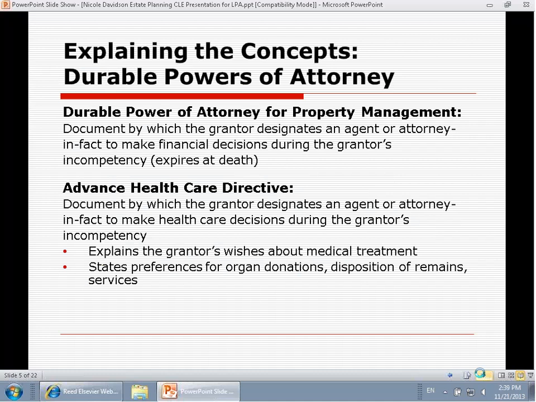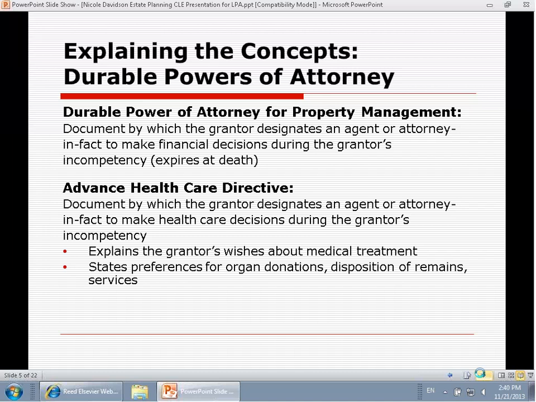The Advanced Health Care Directive can also be a power of attorney, although it accomplishes more than just naming an agent or an attorney in fact. This document will pertain to health care decisions, again, when the grantor is incompetent and during the grantor's lifetime. In addition to naming that agent, the Advanced Health Care Directive will also explain the grantor's wishes about medical treatment, what should or should not be provided.